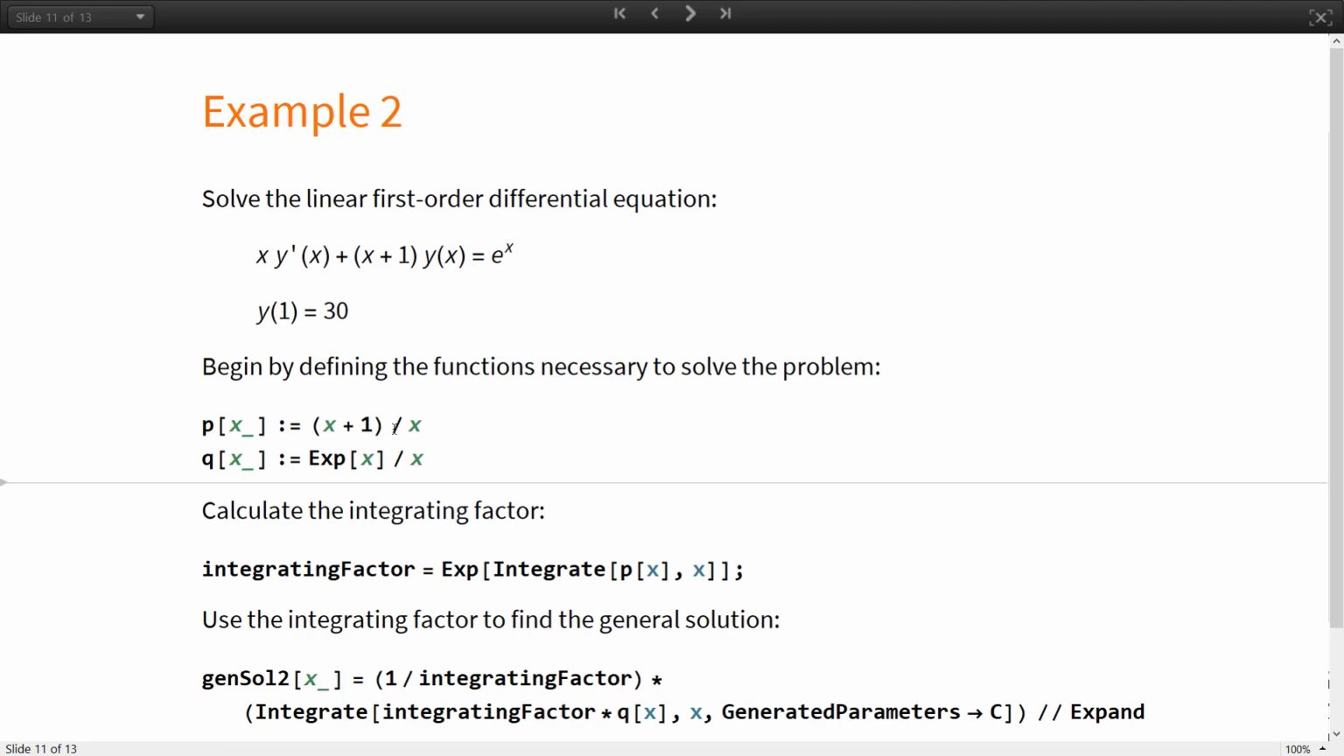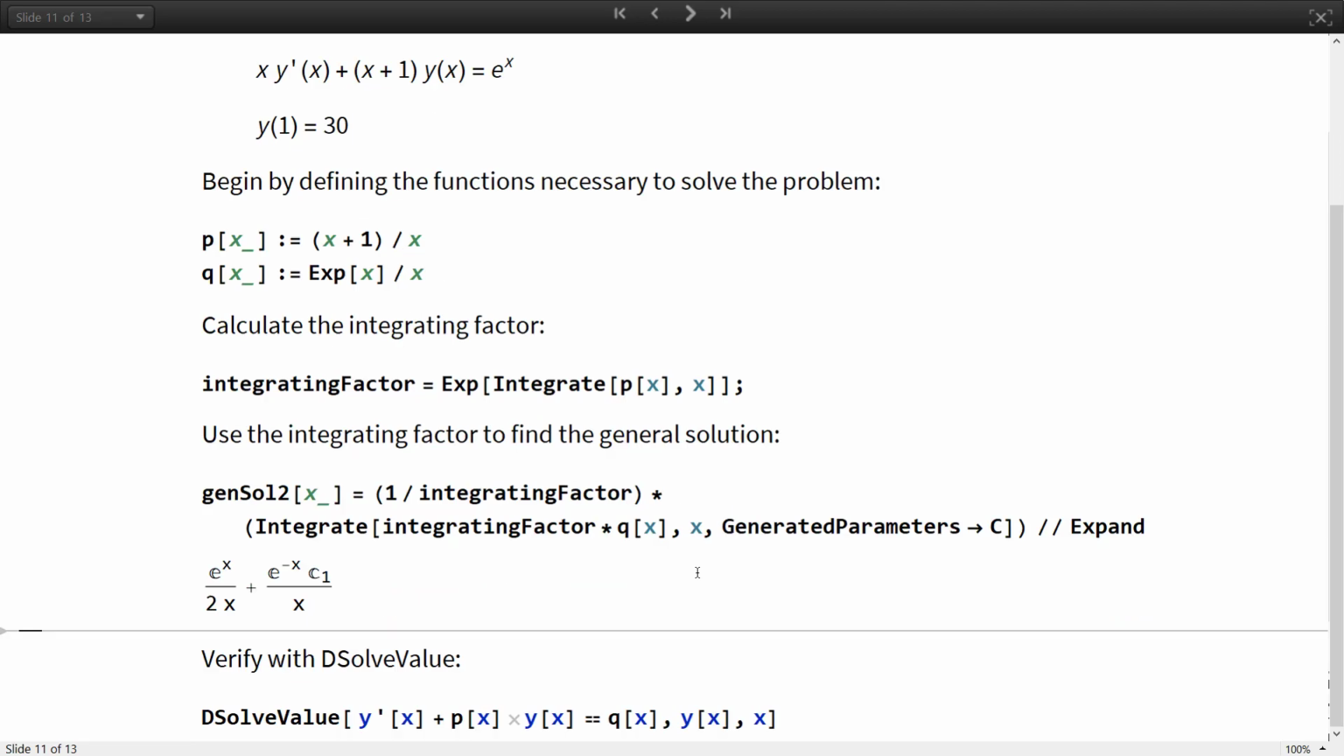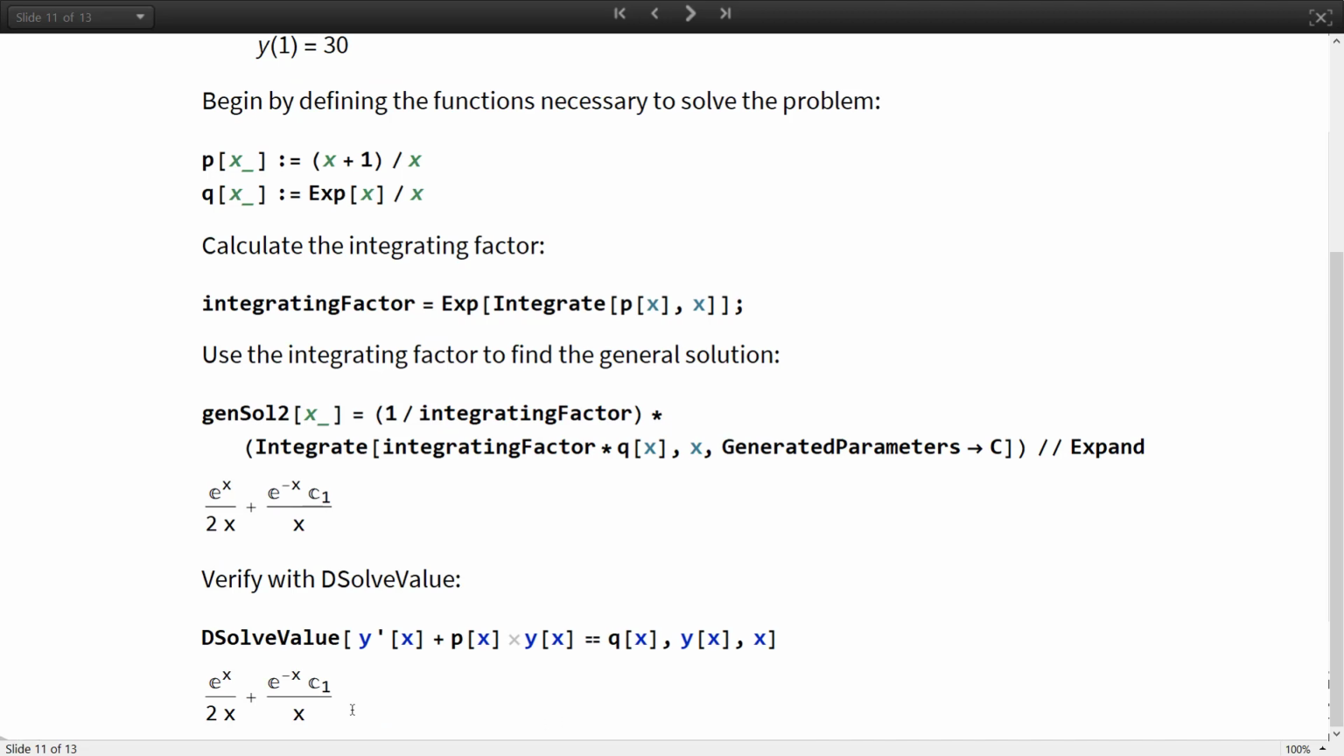Now that we have these functions defined, we can use the definition of the p of x function to define the integrating factor. Once we have the integrating factor found, we can use the general formula that we found previously to calculate the general solution. This general solution agrees with the result obtained from DSolve's value, and we can see that these two solutions are indeed identical.